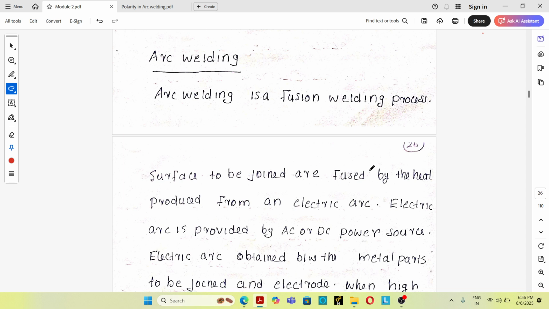So, arc welding process. Arc welding is a fusion welding process. In the arc welding process, the heat required for welding is obtained from the electric arc created between the electrode and the workpiece. The source of heat is electricity, high ampere and low voltage. That's a very important point. In an arc welding process, a DC or AC power source will be used.